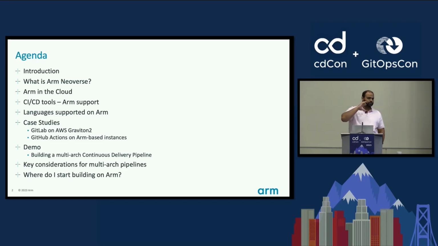Then we'll go into a bunch of demos, depending on how much time we have. I have a multi-arch delivery pipeline that we can build, a Java-based application, a containerized application. We can do all that. Then we'll do some key considerations of building these images that are based on ARM, or rather multi-arch, to be honest. And then in the end, how do we start, or where do we start?